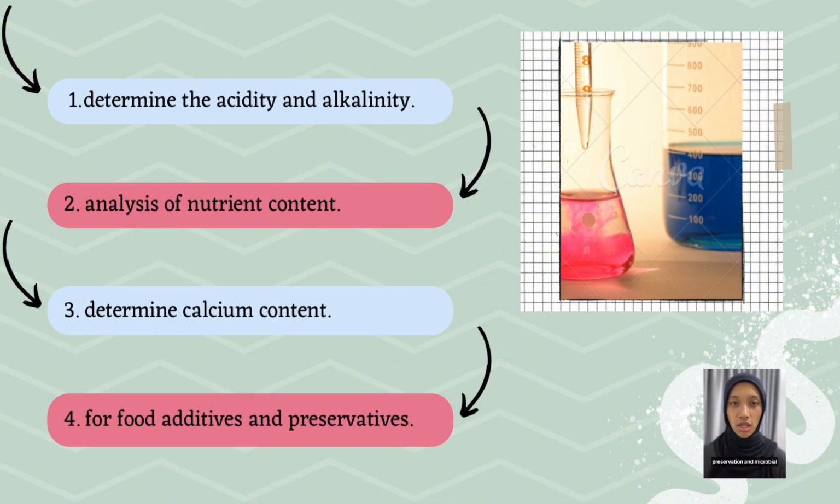Next, analysis of nutrient content. It is used to determine vitamin C, often using an iodometric titration method. And it is used to determine calcium content in dairy products and fortified foods. Lastly, food additives and preservatives. The accurate quantification of food additives and preservatives is critical for regulatory compliance and consumer safety.